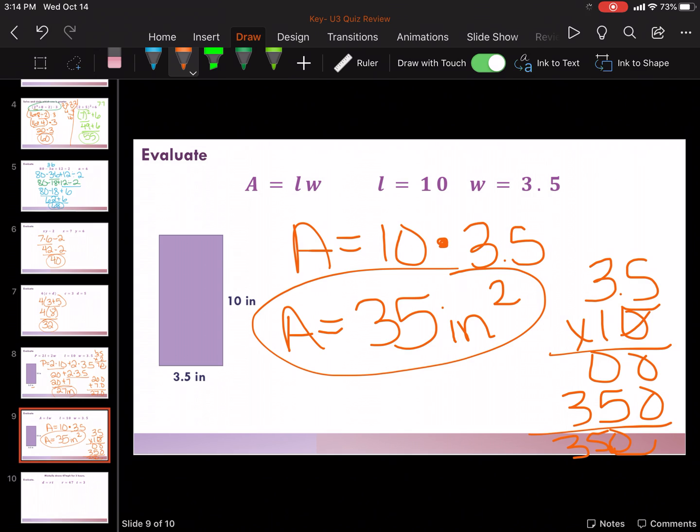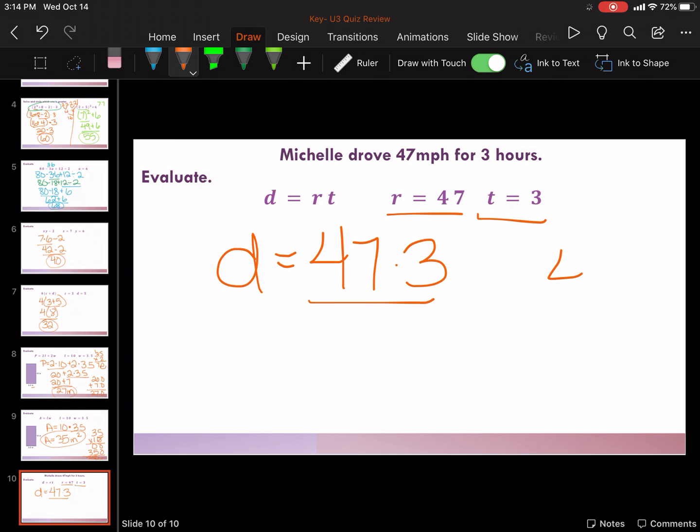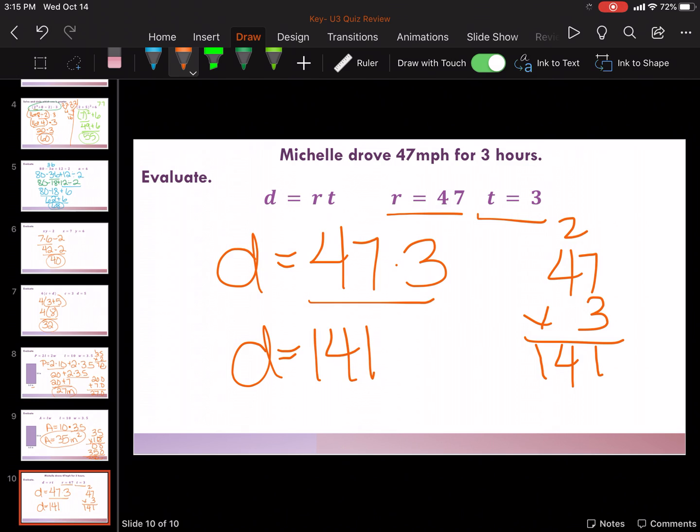You just need to make sure you can plug it in and solve. Same for this one. We have our rate and we have our time. Plug it in and solve. So 47 times 3. 21, 12, 13, 14. The distance is 141. It was miles per hour and hours, so this is going to be miles as your answer.